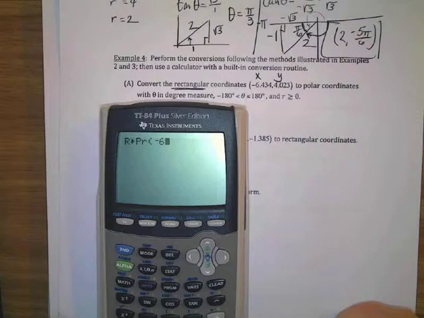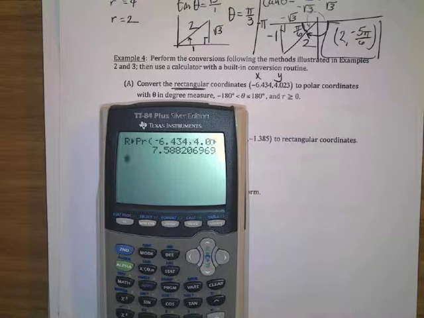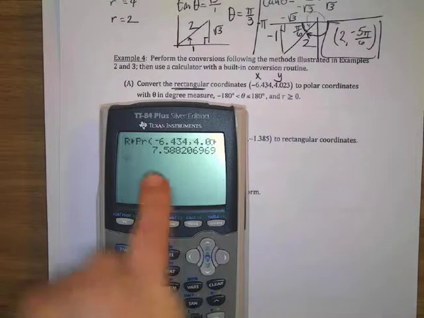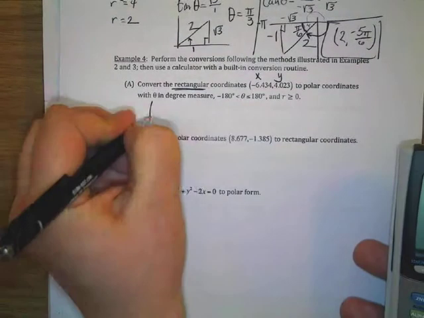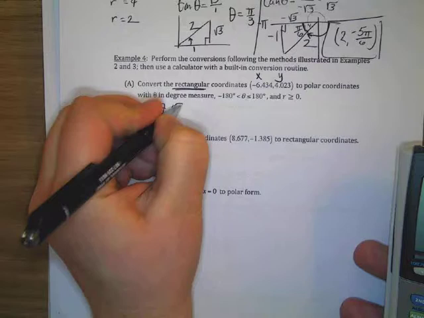So -6.434, comma, 4.023. The comma's right above the 7. And so you plug that in, and that tells me right there that they pumped out the radius part of my point. So right now I know the radius. So 7.59 we'll go with.